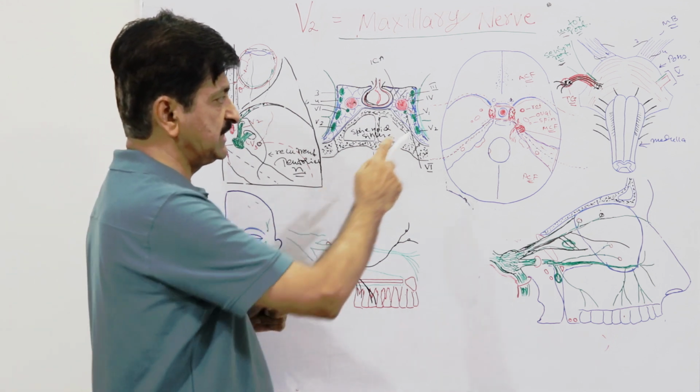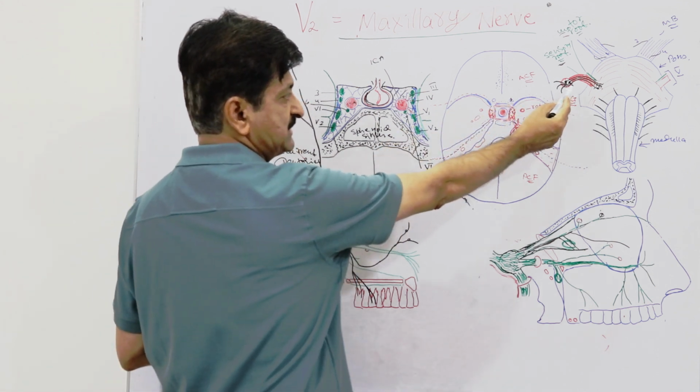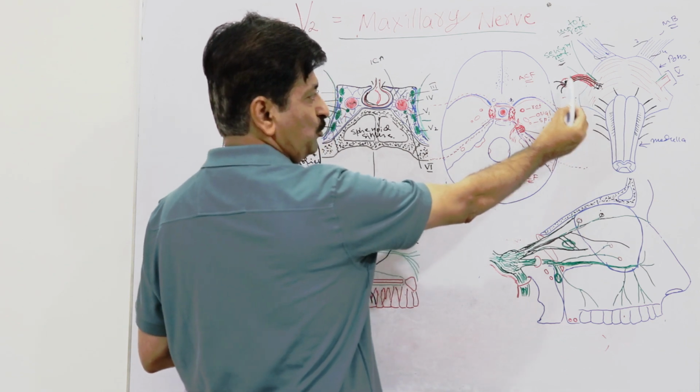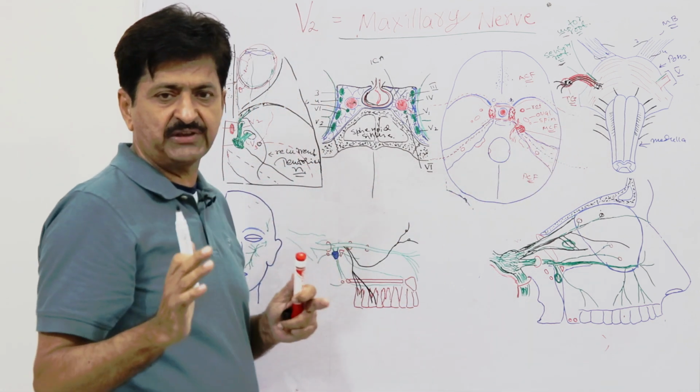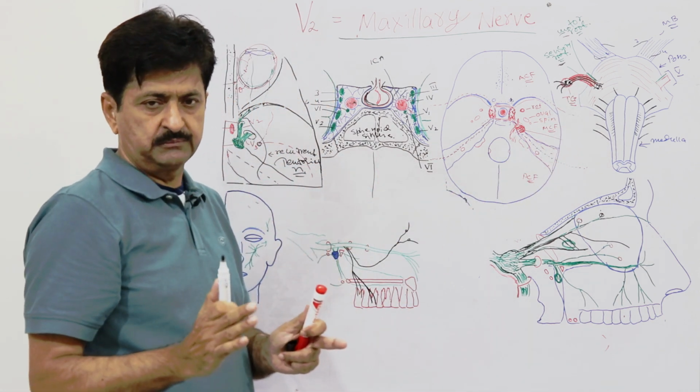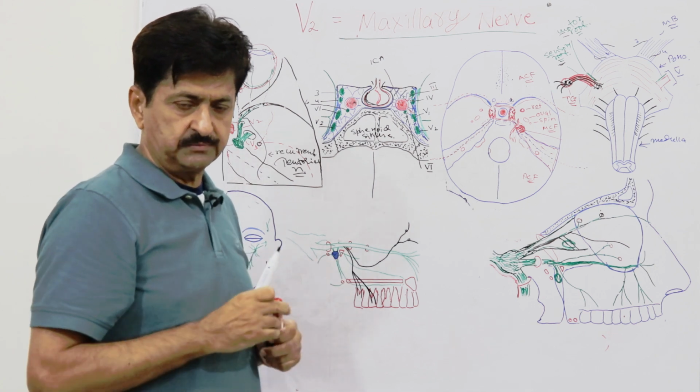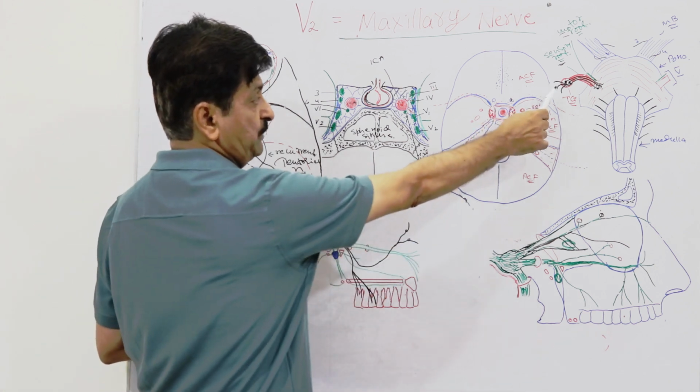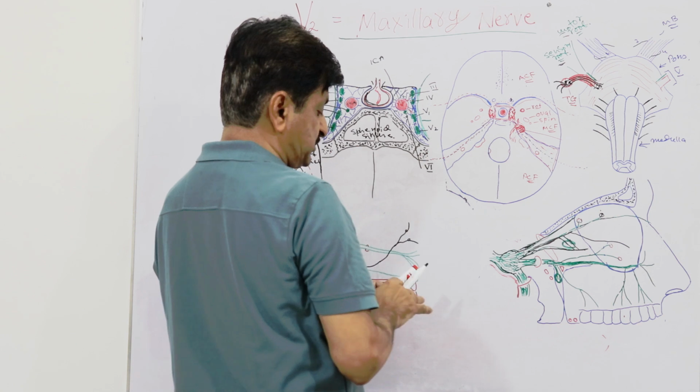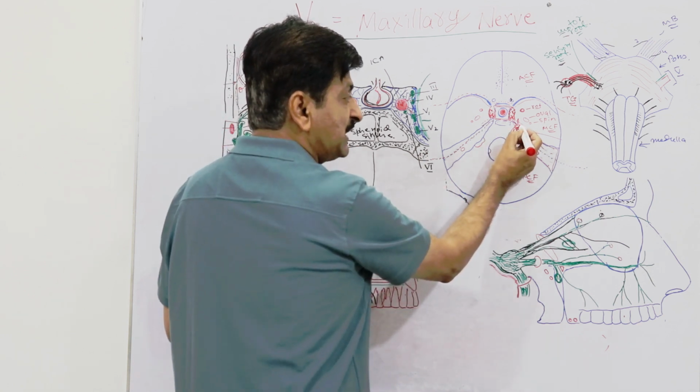And if you are actually discussing this, we will be discussing here only the sensory root now, because the maxillary nerve carries all its fibers from the sensory root. And here is the maxillary nerve. Now you can see here, the maxillary nerve will start from where?